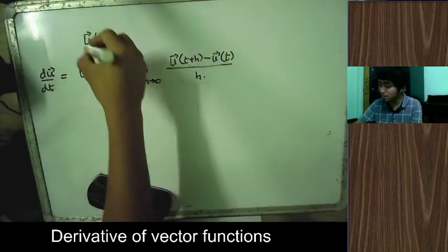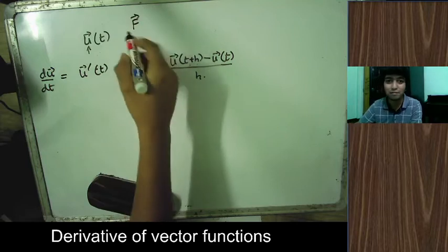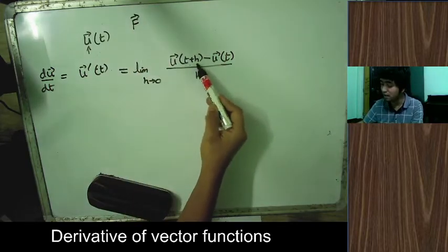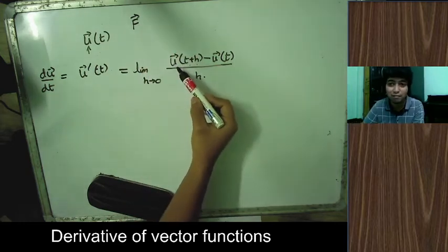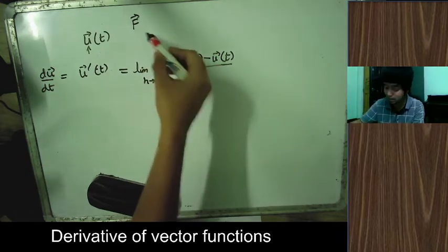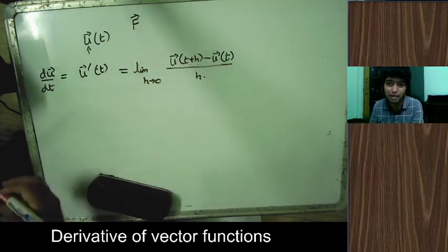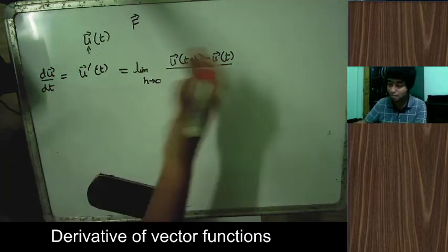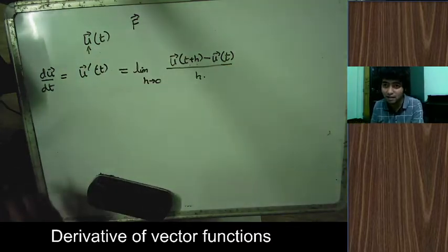If you remember, in the definition, instead of u, I was writing it in terms of f. So it will be f(t plus h) minus f(t). But this symbol that we are having is just a notation. In fact, we can use any vector. We can even use v, we can use f, we can use g. It doesn't really matter. What matters is this definition in terms of the limits.